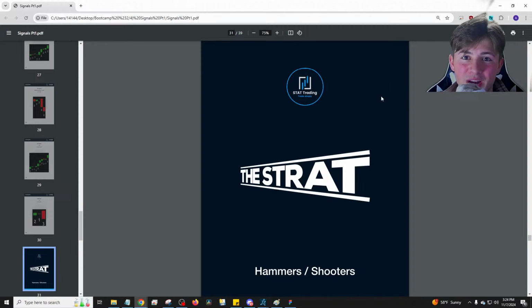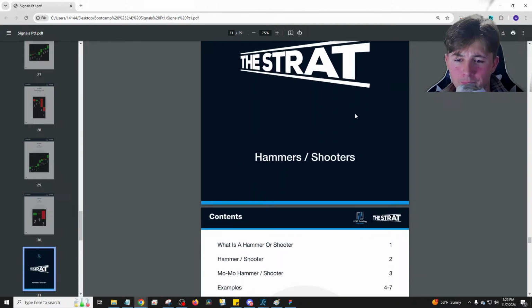And it's important to understand it's whenever an equilibrium or an inside bar gets countered by a hammer, a shooter, or a reversal. Very important.